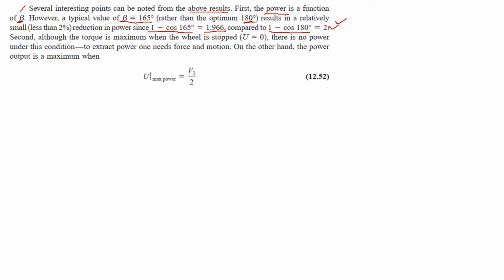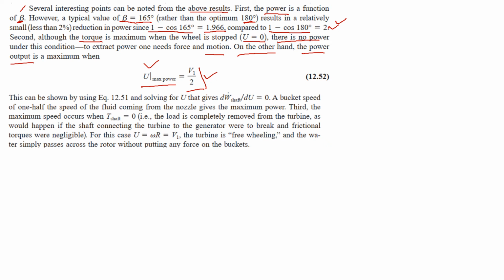Second, although the torque is maximum when the wheel is stopped, U is 0, it means the reaction is maximum, but the rotor is not rotating. So there is no power under this condition. To extract power, one needs force and motion. So you have to apply force with the help of the moving fluid that is being accelerated by passing it through a nozzle. On the other hand, the power output is maximum when the blade velocity is equal to V1 over 2, that is, half of the absolute velocity at the inlet. Then at that moment we have the maximum power output.